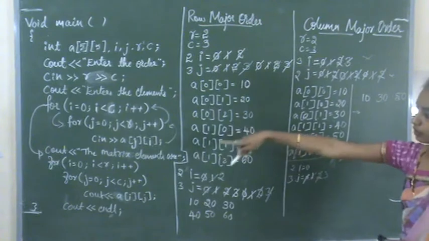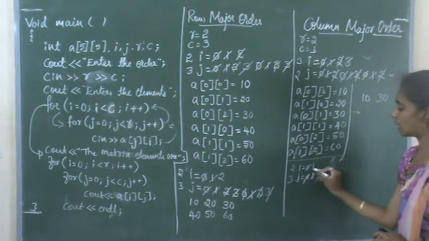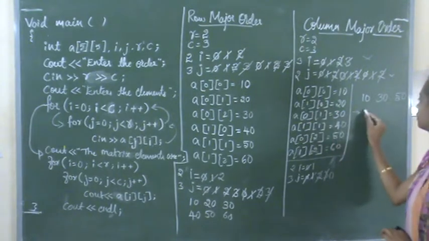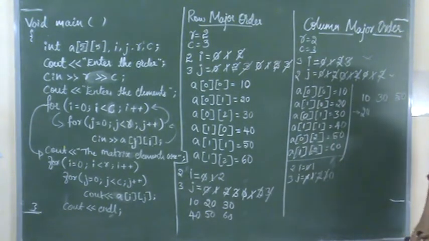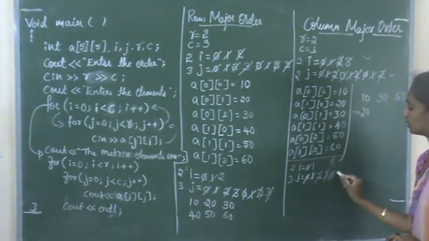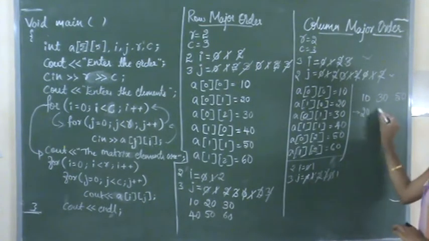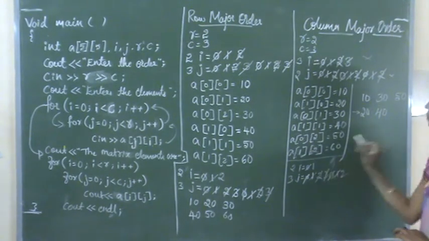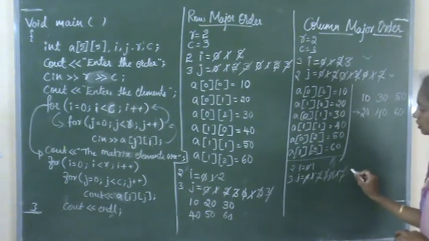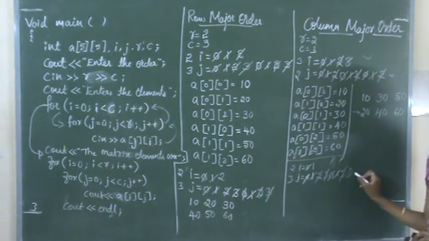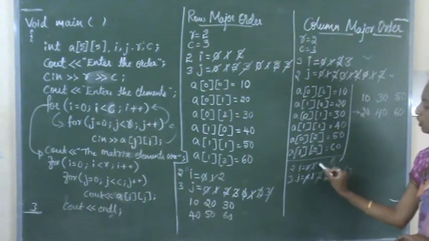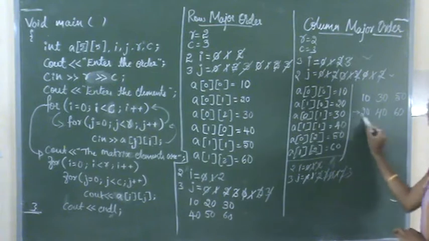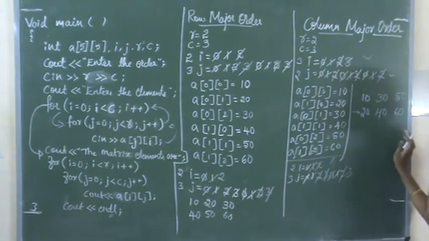So again the for loop increments the I value. J value becomes 0. A of 1 0. A of 1 0 is 20, displayed, right? So again increment the j value. A of 1 1 is 40. Again increment the j value. A of 1 2 is 60. Increment the j value, condition becomes false. Go to the upper loop and then increment the I value. Condition becomes false. This is the printed output we will get.